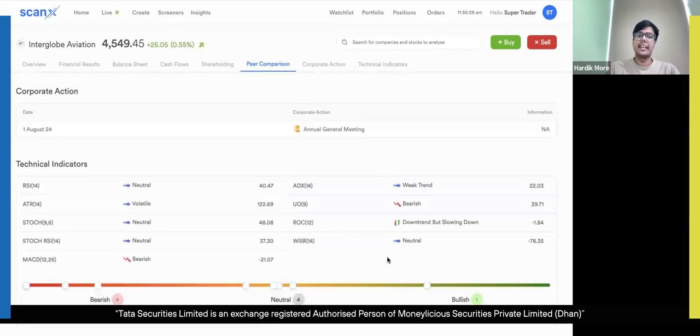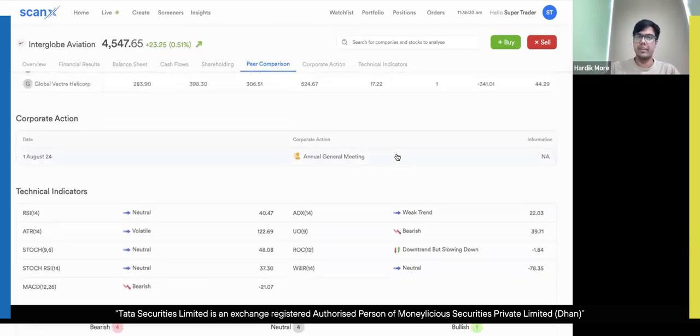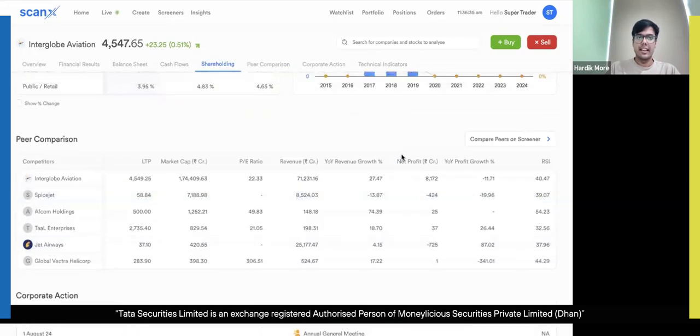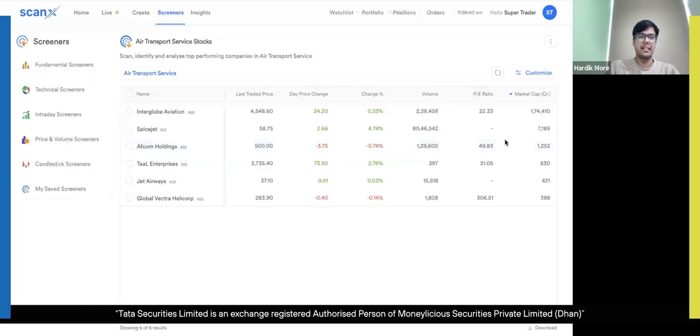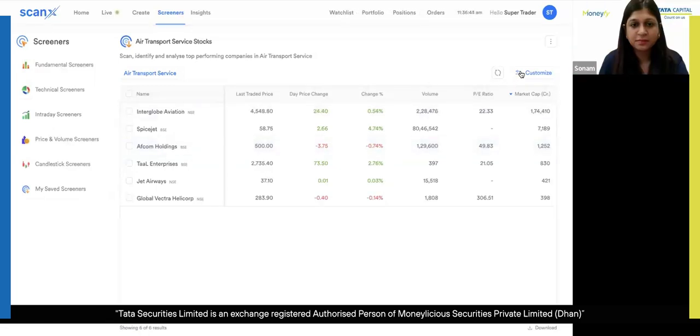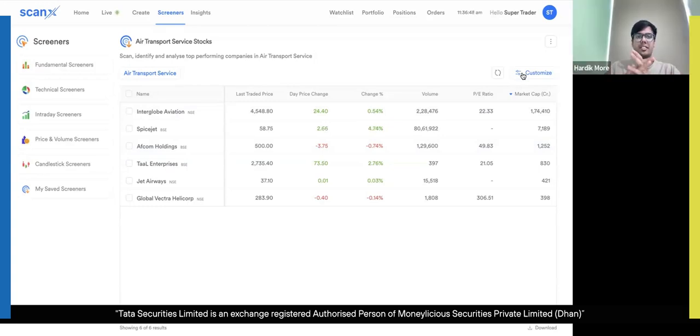And I can then see the technical indicators if I'm interested in that, or the corporate actions which have happened very recently. And with a single button, I can compare the peers on Screener in a detailed view. So it gives me air transport service stocks. It creates a section where I can keep getting deeper into a sector or a particular stock with no bounds. So wherever I get my conviction, I know I need to get into this.